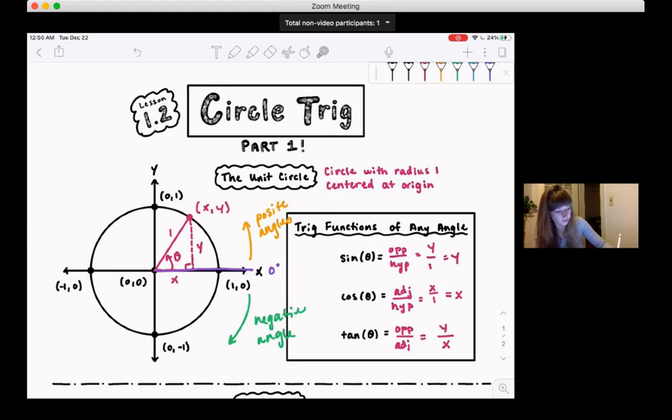So this is 0 degrees. If we go up to this point, we've gone a quarter of a circle, which is 90 degrees, right? Then if we go to this point, we've gone half of the circle, so this would be 180.